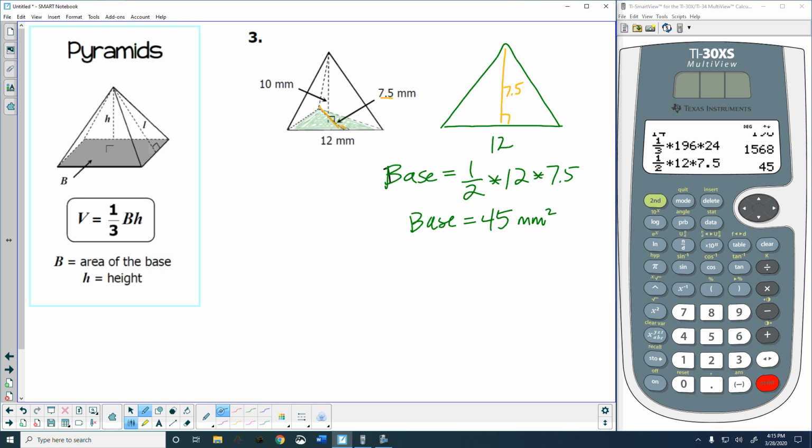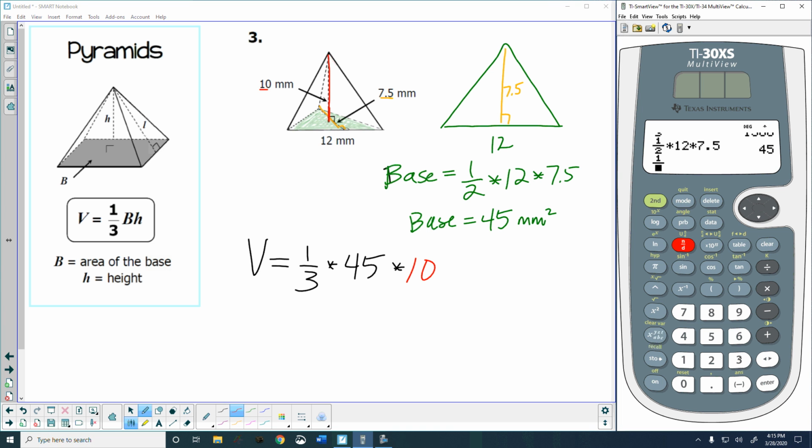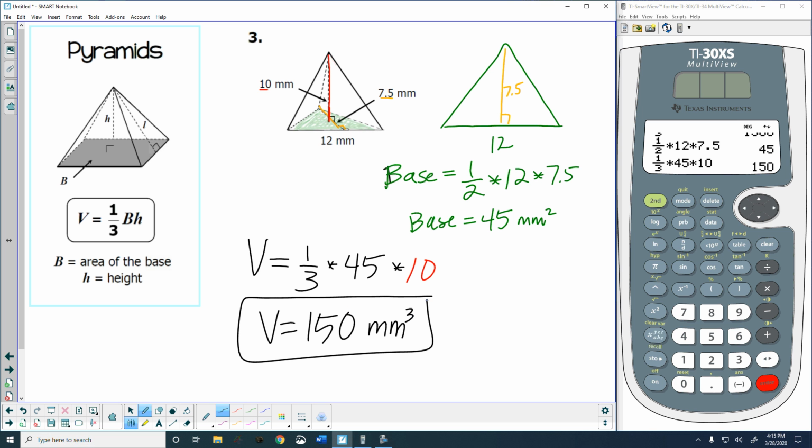All right, now we can calculate the volume of our pyramid. The volume is 1/3, multiplied by the base, multiplied by the height of the pyramid, and the height of the pyramid is 10. So 1/3 of 45 times 10, and that will be 150 cubic millimeters. That's our volume.